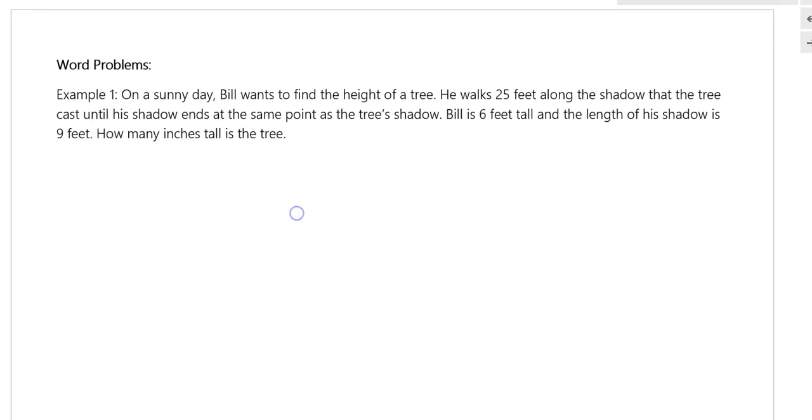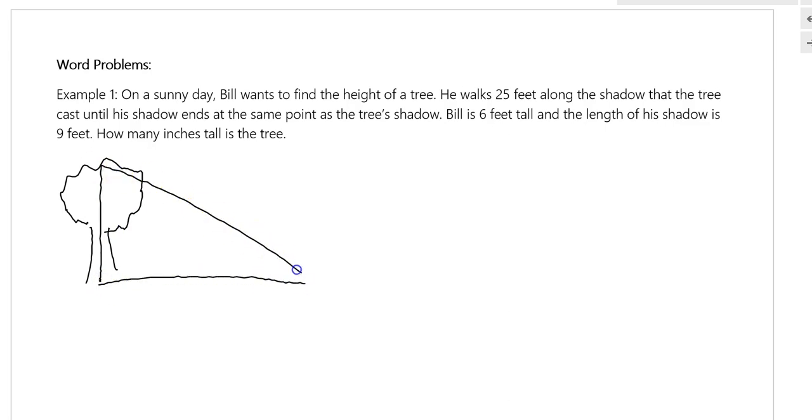Okay, looking at example 1. On a sunny day, Bill wants to find the height of a tree. He walks 25 feet along the shadow that the tree casts until his shadow ends at the same point as the tree's shadow. Bill is 6 feet tall and the length of his shadow is 9 feet. How many inches tall is the tree? So I have a tree. Beautiful. It has a height, right? This tree is casting some shadow.